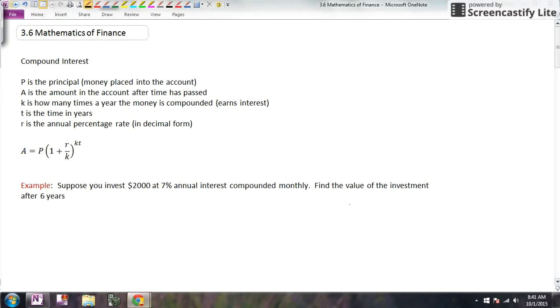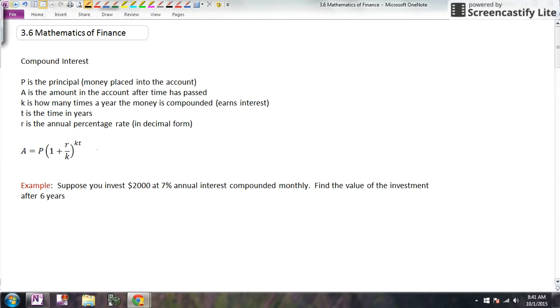From the beautiful northern studios of Way Happy, this is Mr. Meyer in 3.6 Mathematics of Finance, also known as the calculator section, because your calculator is your best friend in this section completely. So let's get started. This is all about money and different finance formulas.